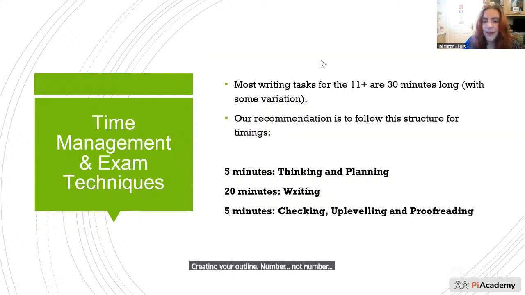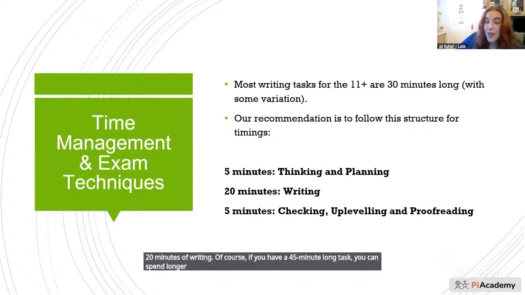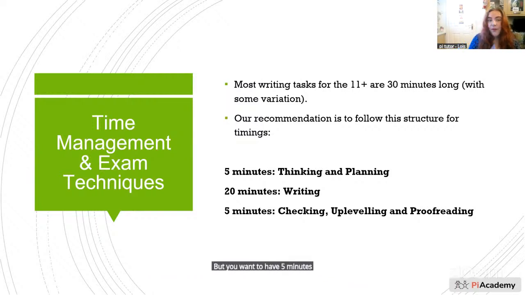Part 2 is going to be writing, 20 minutes of writing. Of course, if you have a 45-minute long task, you can spend longer on that. Maybe you spend 30 minutes writing, but you want to have 5 minutes to start for the planning before you do the bulk of your time on the writing. Then, because you need to give yourself another 5 minutes at the end to check, up level, and proofread.